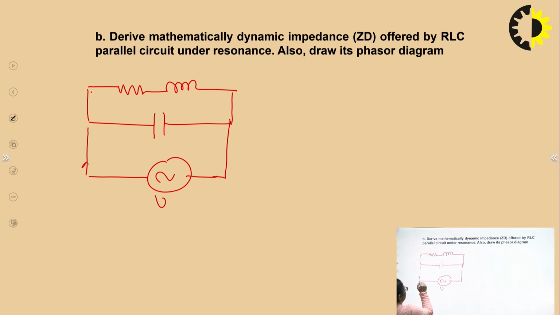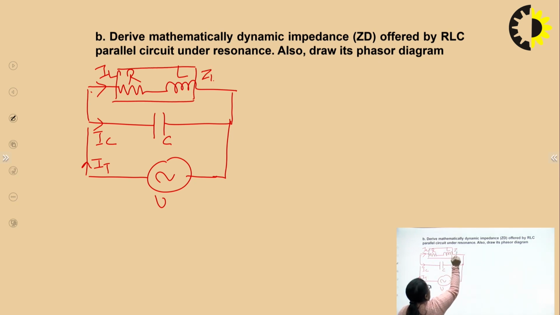The total current which is flowing is, say, I total. The two currents are in the inductive branch and in the capacitive branch; this is R, L, C. I may designate the impedance of the inductive branch as ZL, right? And ZL is R plus jXL, fine. For this tank circuit, I want to derive the dynamic impedance, that means the impedance which occurs at the state of resonance.